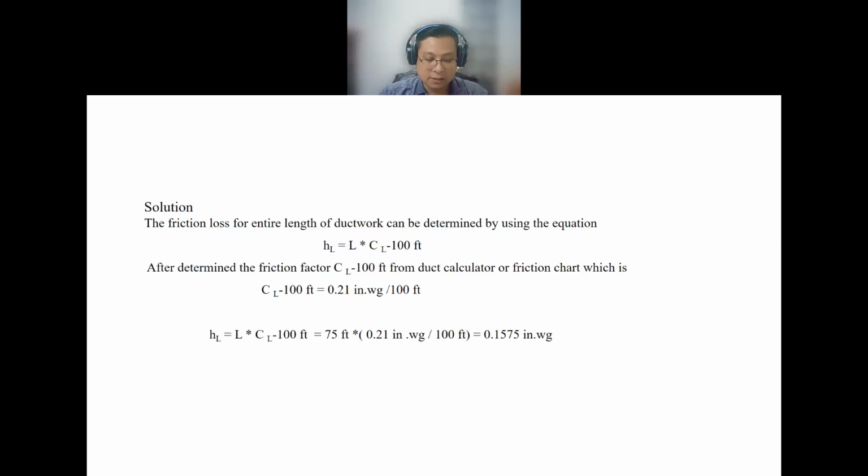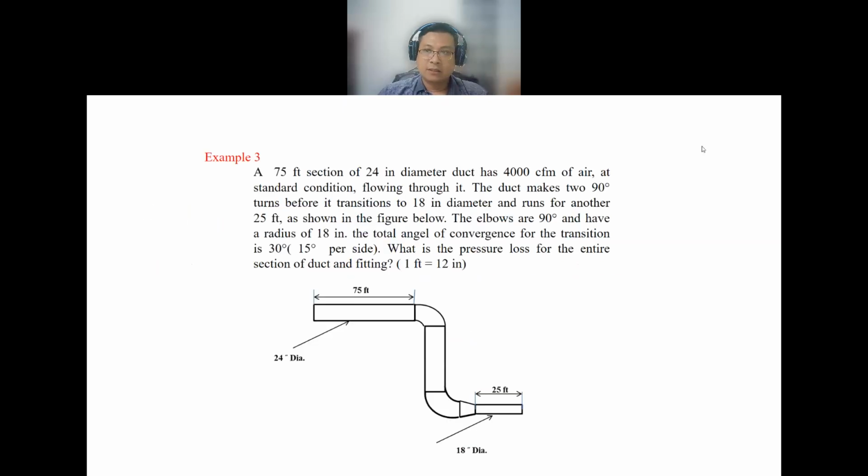Tak ada, sir. Okay, I hope you understand. Boleh. Okay, now we go to other condition. Just now maybe the condition is straight duct. Now we change the elevation condition.